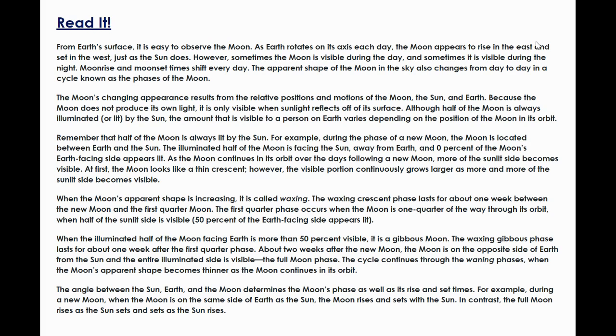The angle between the sun, Earth, and the moon determines the moon's phase as well as its rise and set times. For example, during a new moon, when the moon is on the same side of Earth as the sun, the moon rises and sets with the sun. In contrast, the full moon rises as the sun sets and sets as the sun rises.